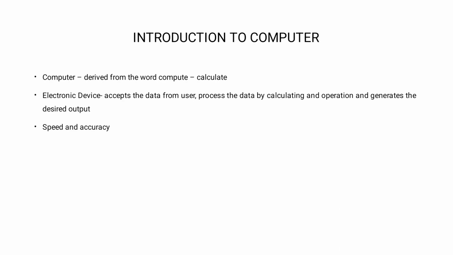Introduction to computer. Computer is derived from the word compute, used for calculation. It is an electronic device that accepts data from the user, processes the data by calculations and operations, and generates the desired output. It has very high speed and accuracy.